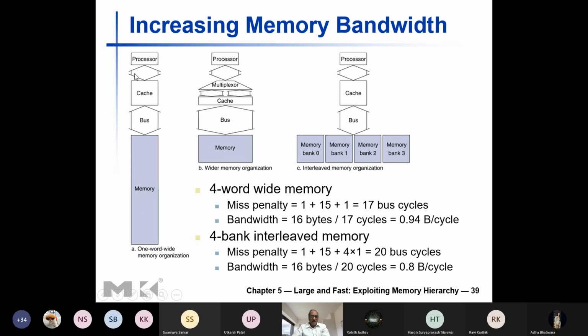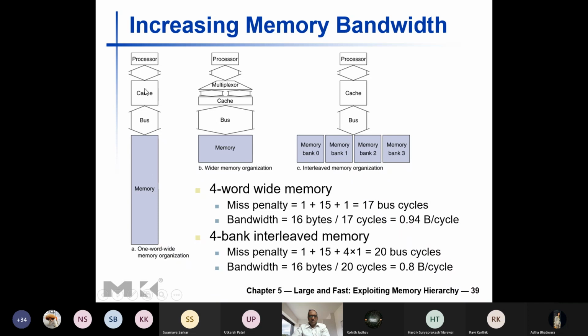One was the conventional one, where the memory was organized in the form of words, a stack of words in sequence. Therefore, the width of the memory will be one word, 32 bits, and they are indexed and addressed. The cache has the same width. To transfer data between the cache and memory, you have a bus of the same width of 32 bits. So this is one way of memory organization.